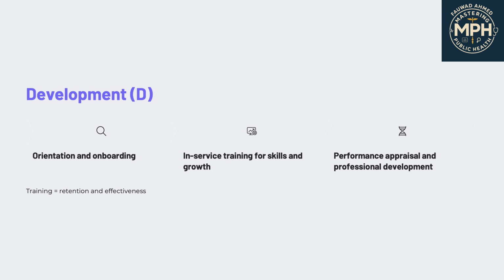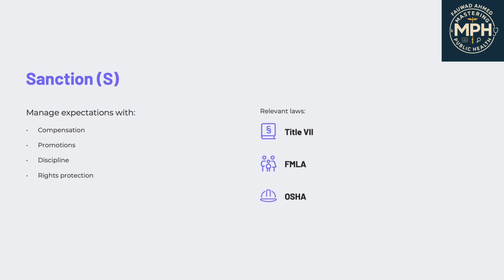3. Development. Third, onboard and train staff. Orientation introduces them to the organization's mission and policies. Training builds additional skills, including capacity building, cultural sensitivity, and teamwork. Performance appraisals help guide professional development. Organizations should invest in their teams with budgets for training and growth. 4. Sanction. Fourth, enforce standards and manage personnel systems. This includes fair compensation, promotions, conflict resolution, and discipline if needed. Ensure compliance with OSHA, employee rights laws, and workplace safety standards.